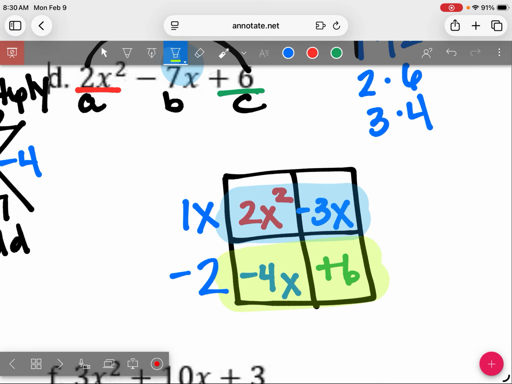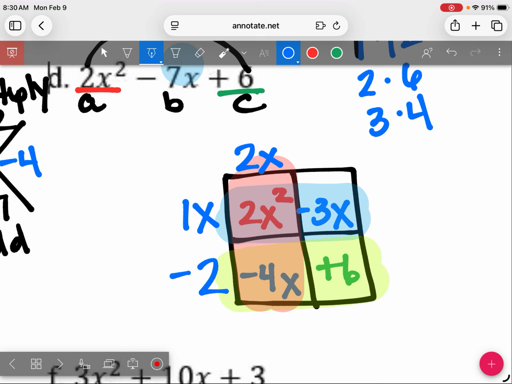All right, so now let's look at the column. Well, both of these are also even. So I know I can take out a 2, and I can also take out an X. Now, I will say, before I start teaching at Pike, I did not use this method of factoring.